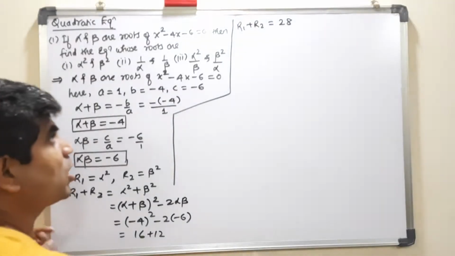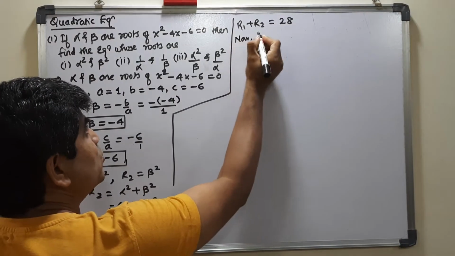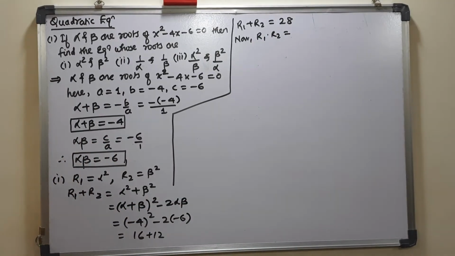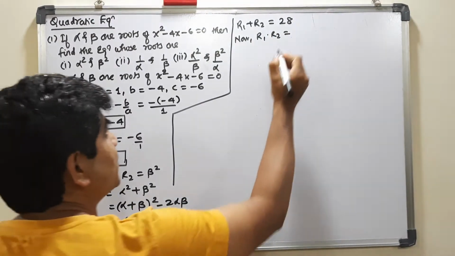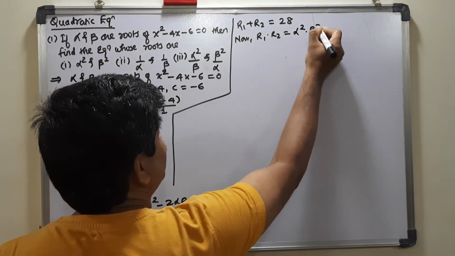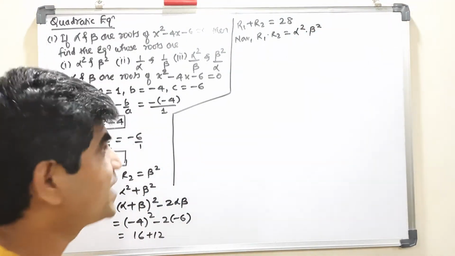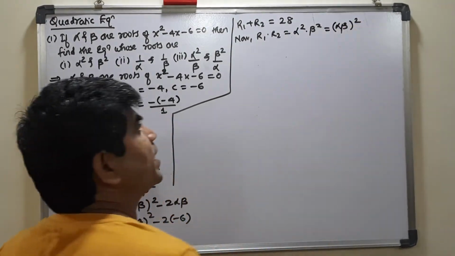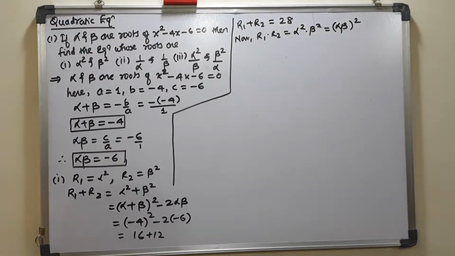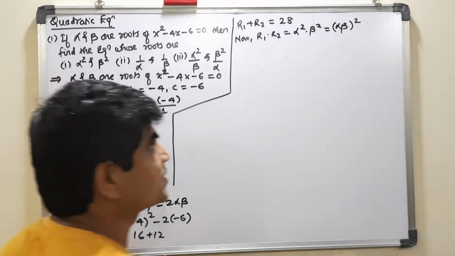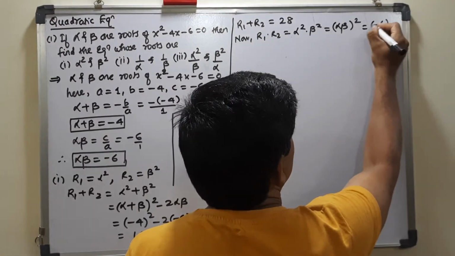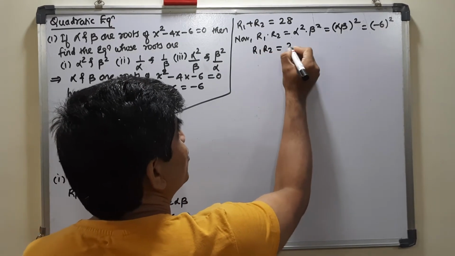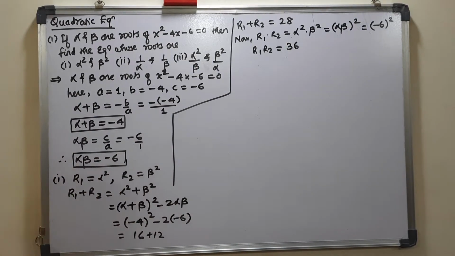Now what about the product of roots? That is, you want r1 into r2. r1 into r2 is nothing but alpha square into beta square, which actually becomes alpha beta the whole square, right? And what is alpha beta? Alpha beta is equal to minus 6. So this will become minus 6 the whole square. So you get here r1 into r2 is 36, right?